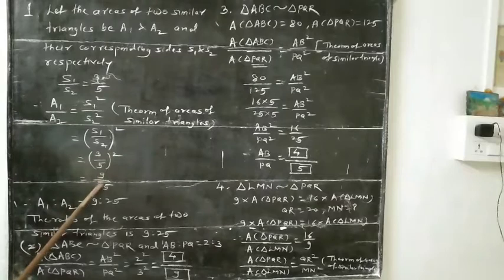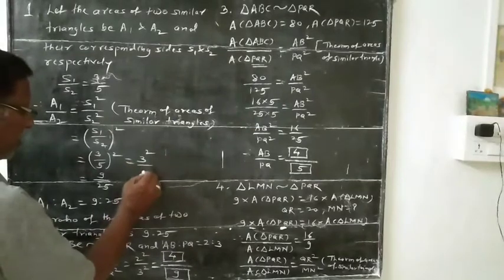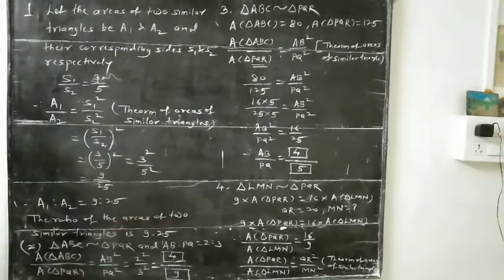That's 3 square upon 5 square. That is 9 upon 25. Therefore, A1 upon A2 is equal to 9:25. The ratio of the areas of two similar triangles is 9:25.